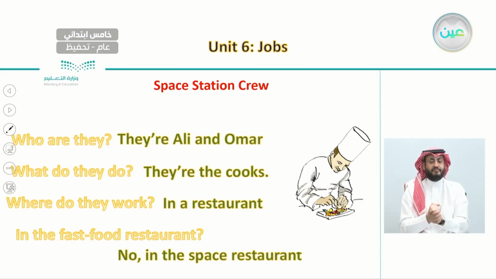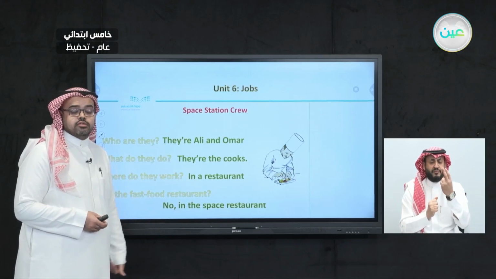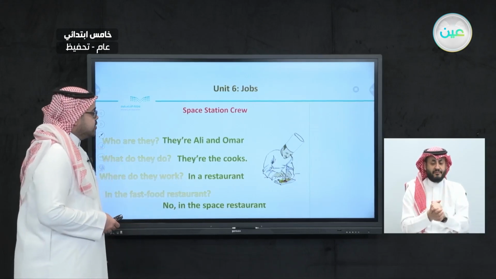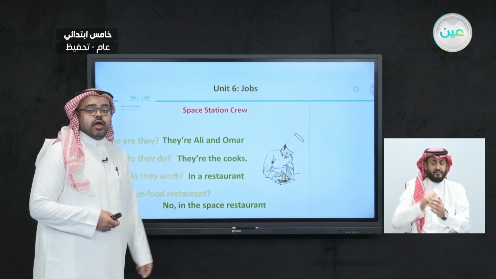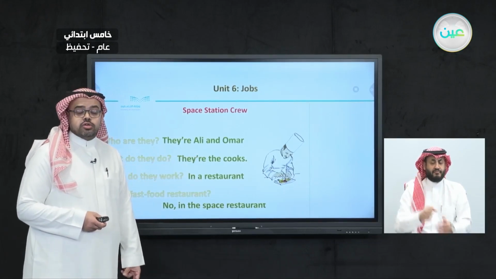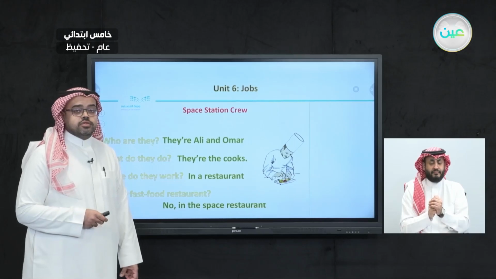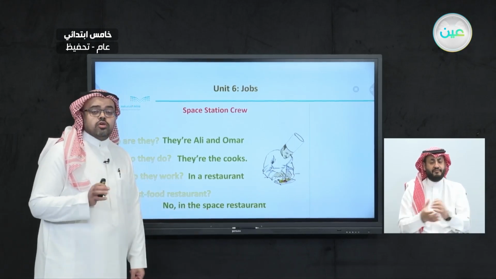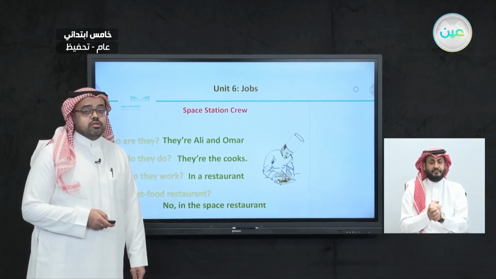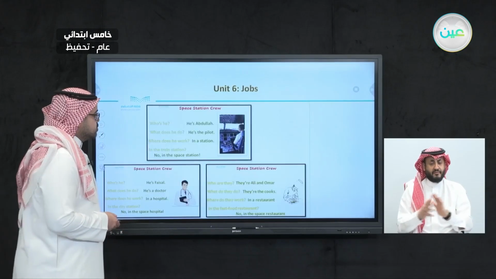So in your books, you can see that we have two men working as cooks, and their names are Ali and Umar. They are working in a restaurant, but not any kind of restaurant. They are working in the space restaurant. So this is what our chant in this lesson was all about.